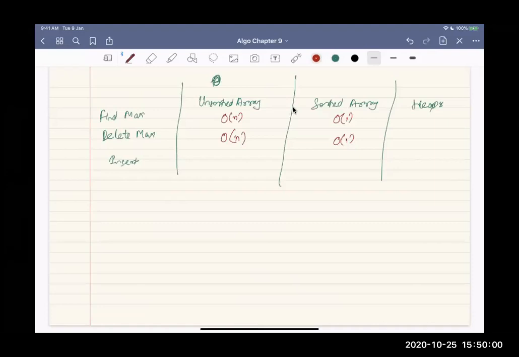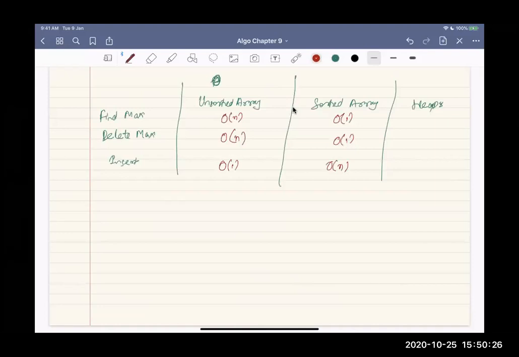You may have any job with any priority value. So what is the insert complexity in an unsorted array? Order n? No, because it's unsorted, you can just put it at the end. So this will be simply order one for an unsorted array, but in a sorted array you have to put it in the correct position, and you have to shift the elements. So this will be the pain point.